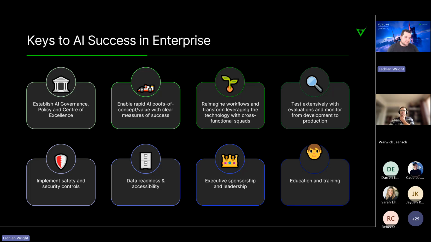But the next one is really make sure you enable rapid AI proofs of concept and value. People being able to do that stuff quickly, get blockers out of the way. So from a process and technology perspective, maybe you've got a center of excellence to rely on, so you can bring some experts in to help them go and test and try things out really quickly. It's going to be really important. If people can't do that experimentation, then you're limiting your ability to find the killer use case in your org for AI.